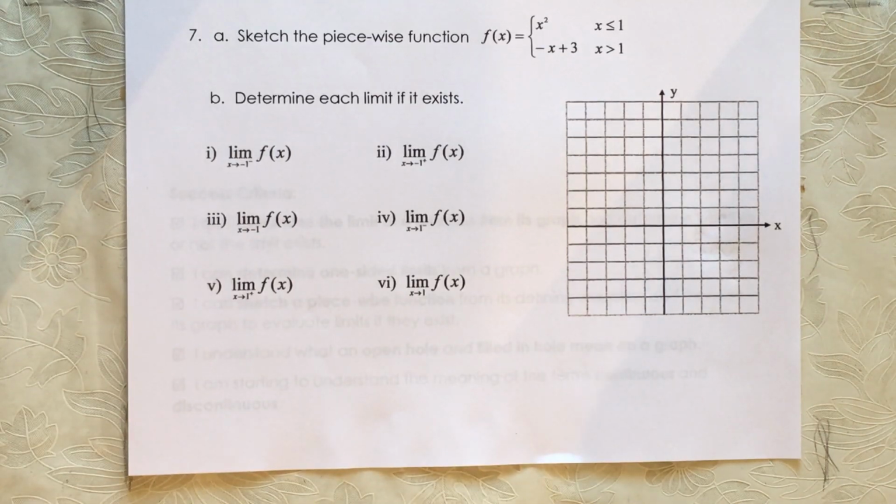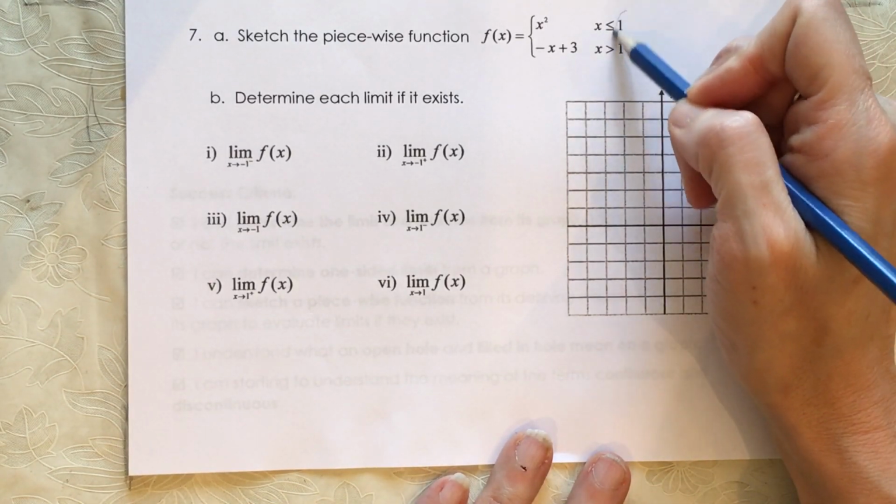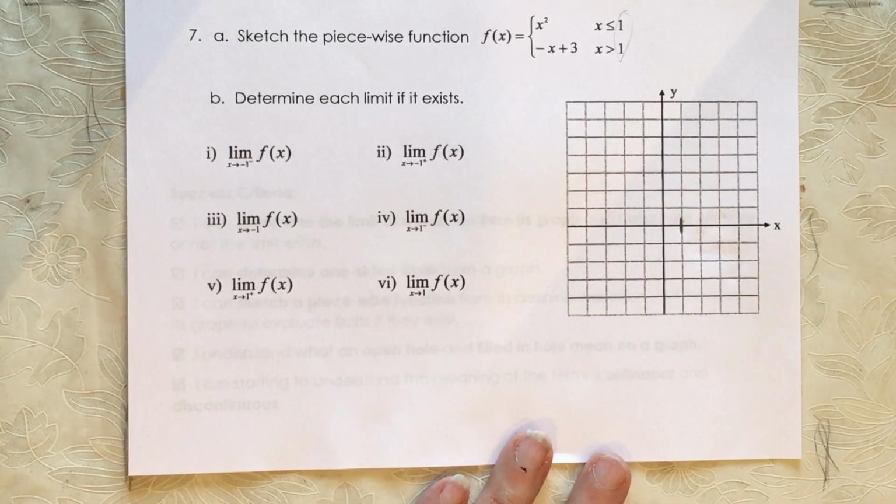Okay, we're on question 7 now of the what is a limit lesson. First thing it says is to sketch the piecewise function f at x equals x squared when x is less than or equal to 1, and negative x plus 3 when x is greater than 1. So first of all, I would be seeing that 1's an important part. That's where my two branches are going to split off.